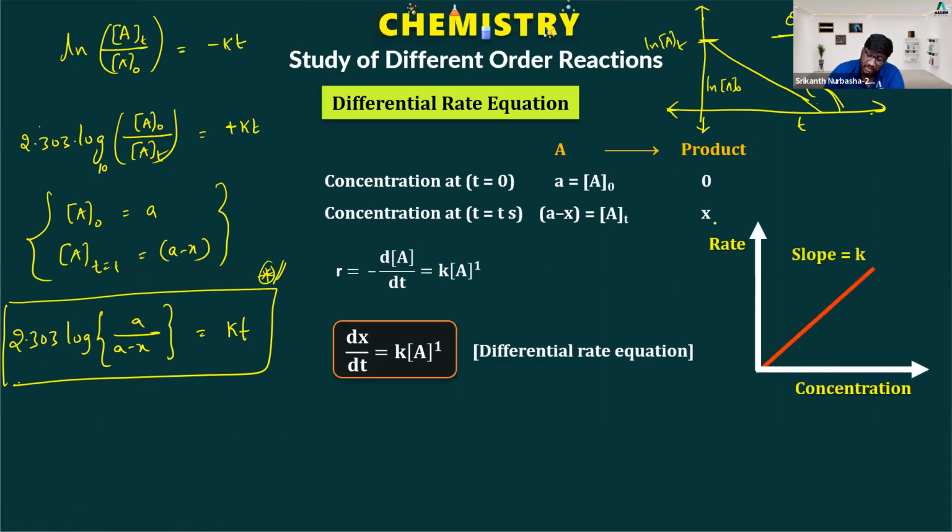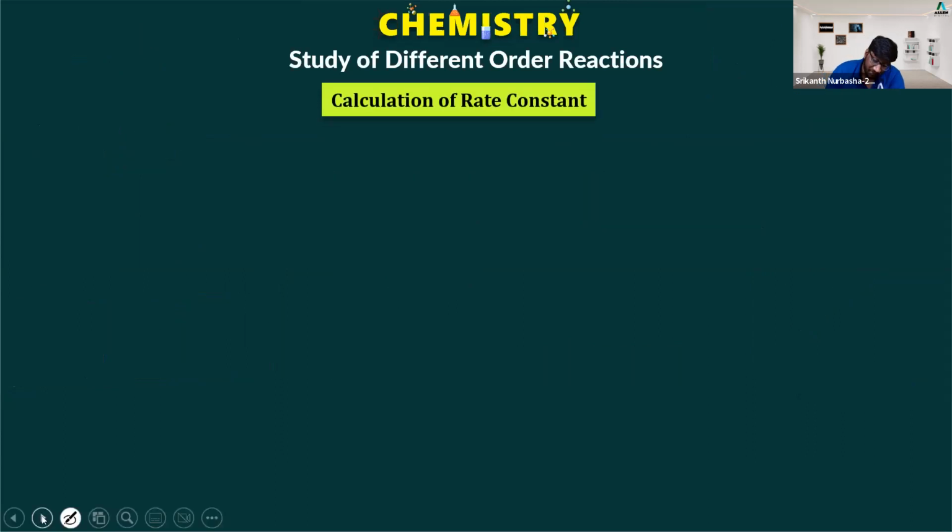So you have rate versus concentration. Rate of the reaction versus concentration. First graph, if you think of rate versus concentration as it is a first order reaction, rate of the reaction is directly proportional to concentration. So you'll have a straight line passing through origin. So slope will be is equals to k.